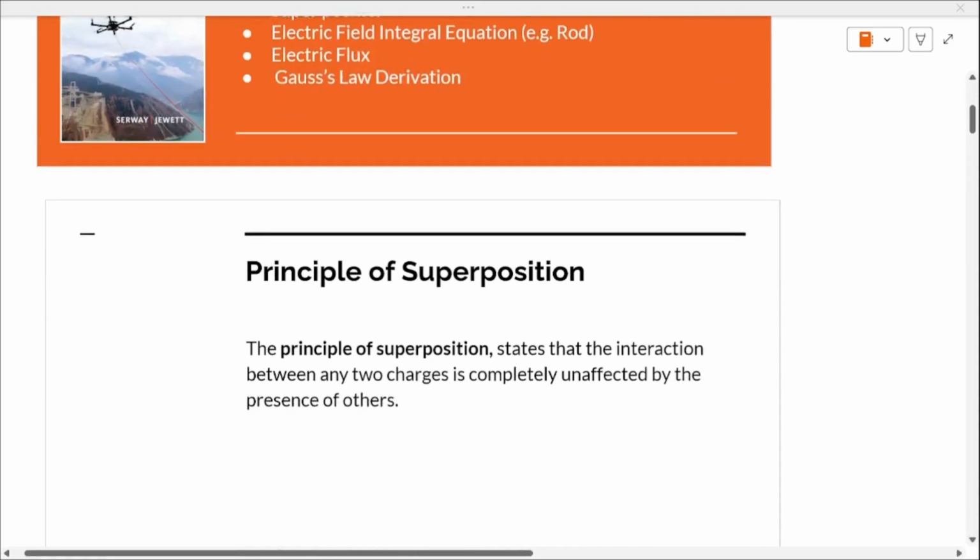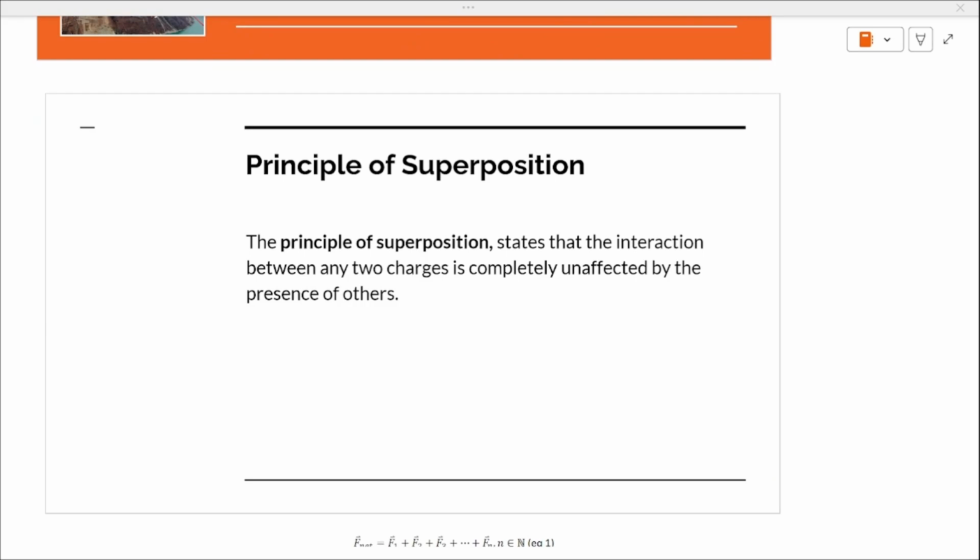Now, suppose you have an isolated system of a finite number of source charges and one test charge. We'll call our test charge big Q, and for each of our source charges, we'll call Q1, Q2, Q3, and so on. If we want to find the net force on our test charge, we have to go to the principle of superposition to find out how to do that.